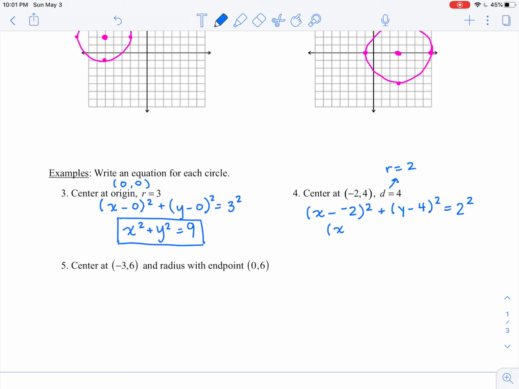When I clean up this equation, on the left I should have x plus 2 squared plus y minus 4 squared. And on the right side of the equation, 2 squared is 4.